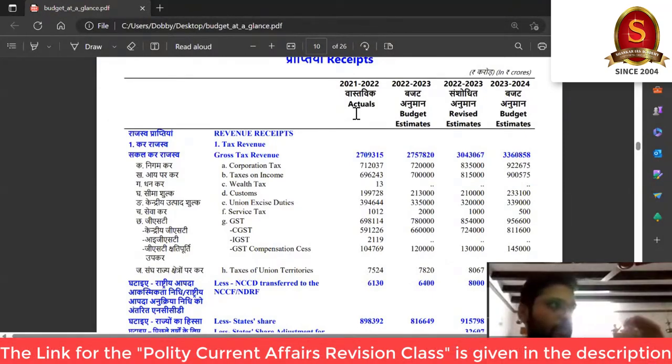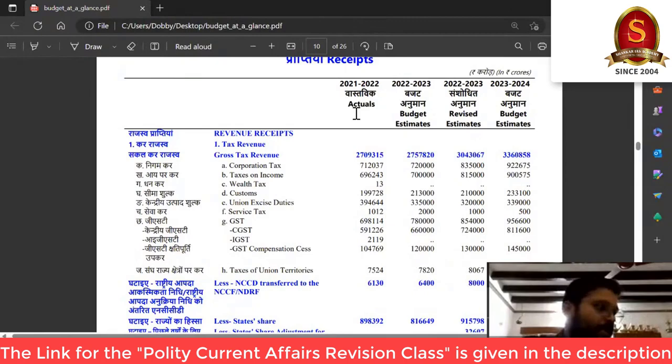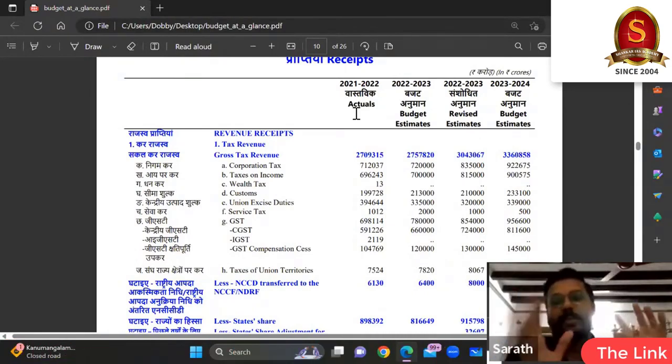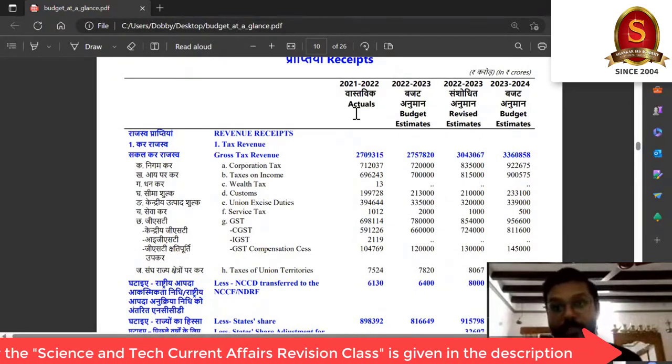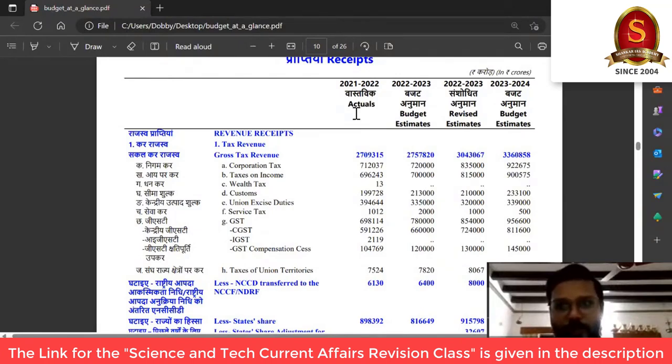Fiscal marksmanship means that whatever is the fiscal data presented by the government, for example, on February 1, 2023, the government has presented the data for the upcoming year. Fiscal marksmanship means the government being accurate with respect to their projection. They have projected a data. If the reality is as close to their projection, the government is a good marksman, or their budgeting has good marksmanship associated with it.